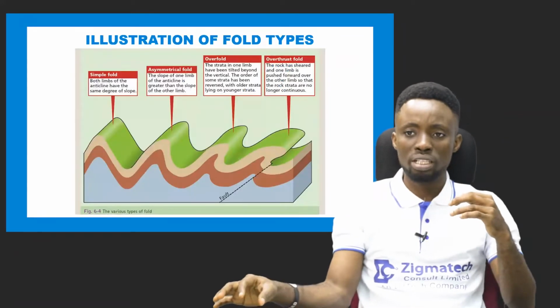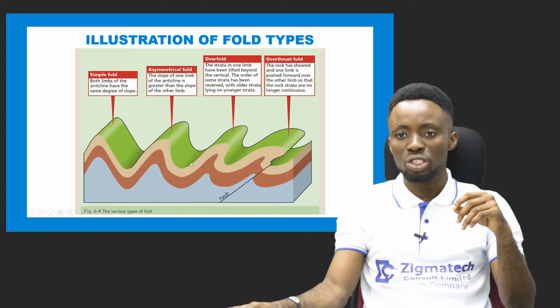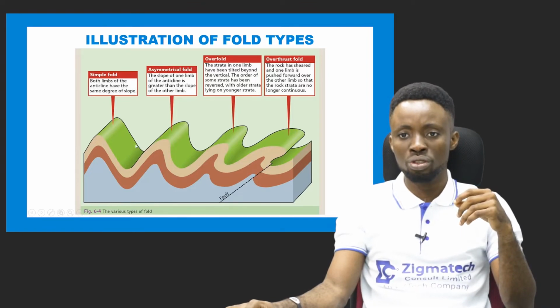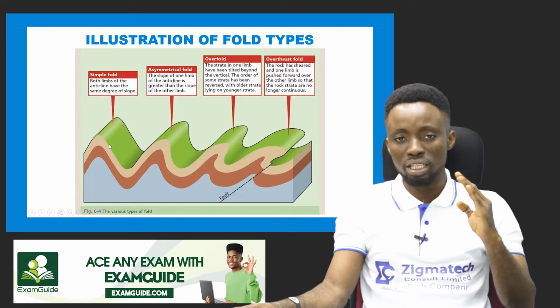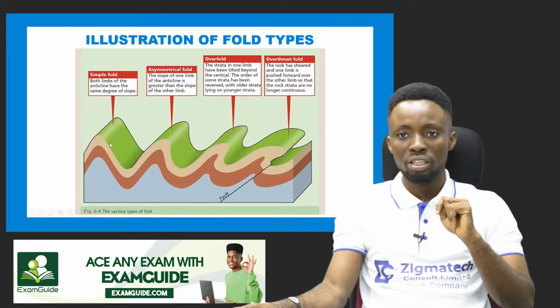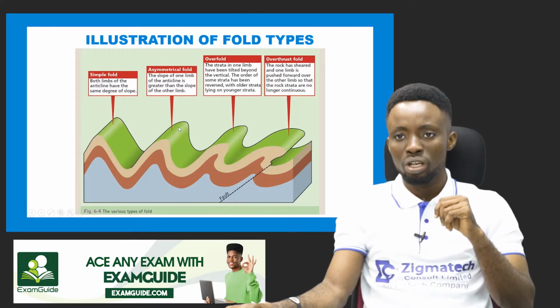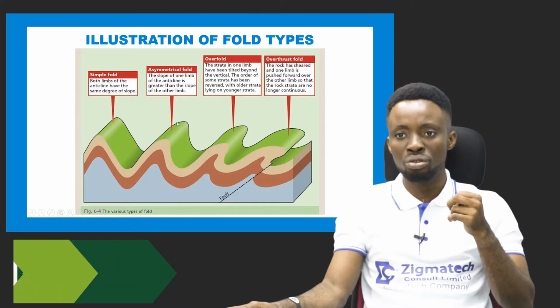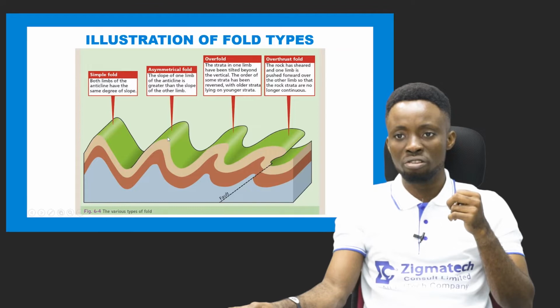So let's look at an illustration of what we've been saying all this while. So the first is just a simple fold. You know, the limbs of the anticline and the syncline, they all have the same degree of slope. Then if you look at this fold, which is the asymmetrical fold, you discover that at this point the slope of one limb of this anticline is greater than the other limb.